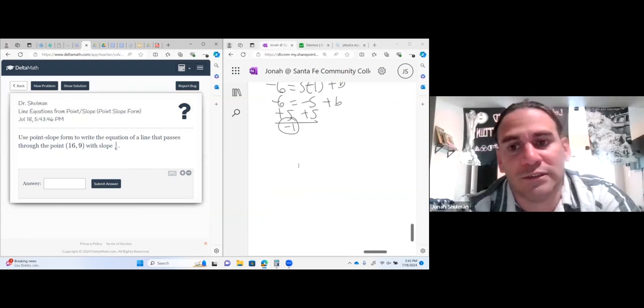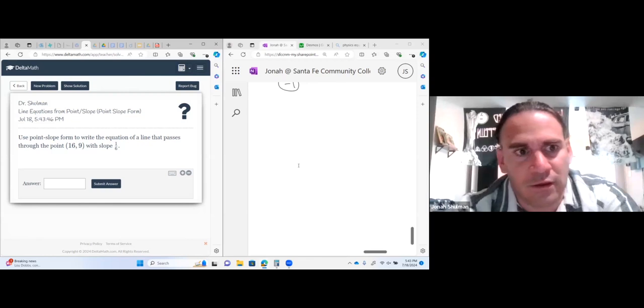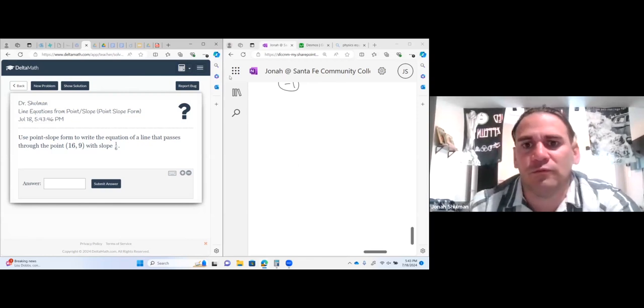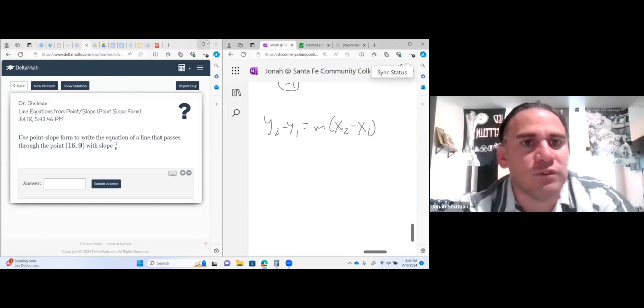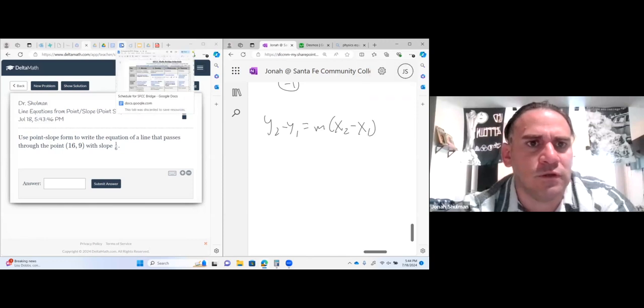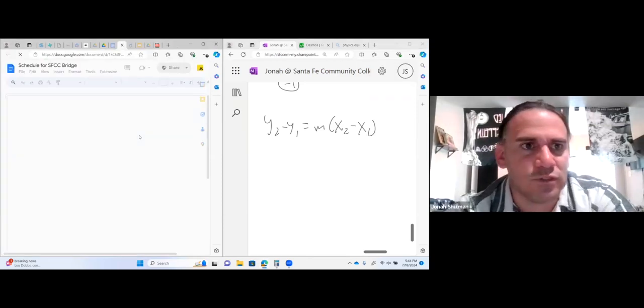Okay, now we have to use point slope form. It is what it is. So point slope form is y2 minus y1 equals m x2 minus x1. Then there's the standard form. Oh, I should give you these. So if you want all the different forms, I'll put them in.